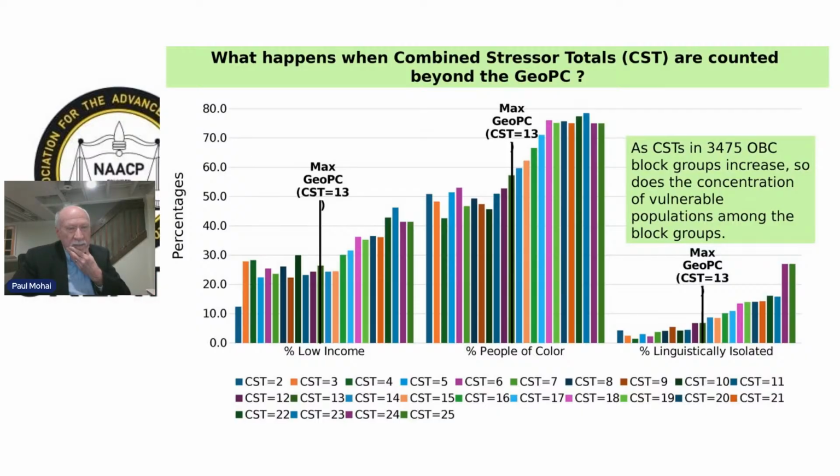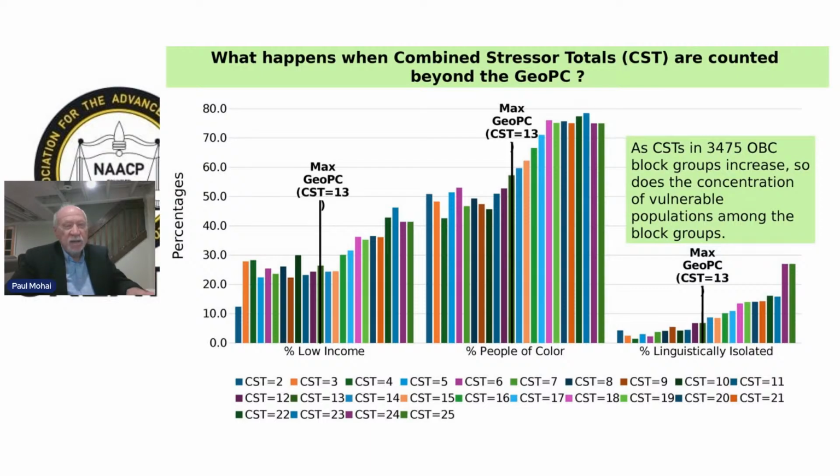But as you can see, what I did here too was to see, well, what happens if you keep counting the number of adverse stressors, and you see 3 different indicators of social vulnerability. The low-income population keeps increasing as that count gets greater, past that maximum count. And same thing with people of color, and the same thing with those with limited English. And I think that's important because this tells us that this tool does find what New Jersey is intending it to do.